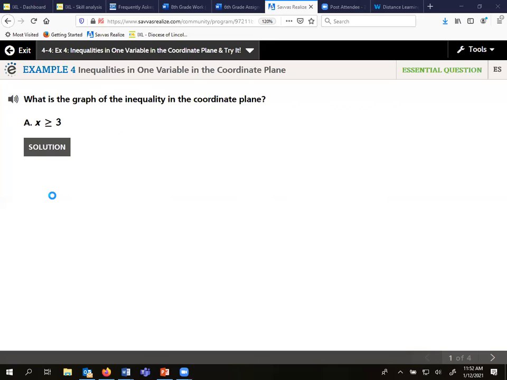Okay, let's think about if we were graphing this on a number line. I'm just going to put 3 right there. I would graph this how? Would I put a solid dot or a circle on 3? Solid. Okay, and then where would I draw my arrow? To the left or the right? To the right, because I want to show everything greater than 3. Everything here is greater than 3. Agreed? Okay. Drawing it on the coordinate plane is going to be almost exactly the same.